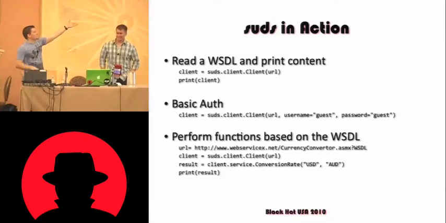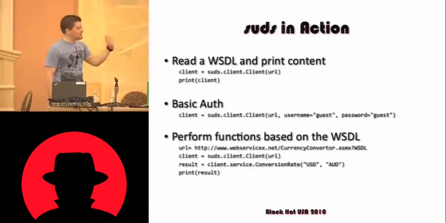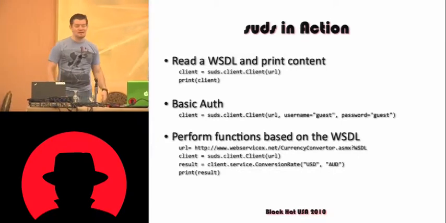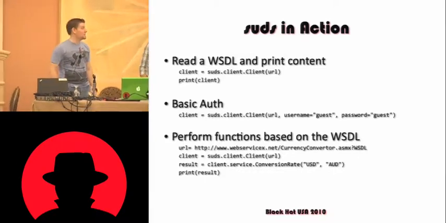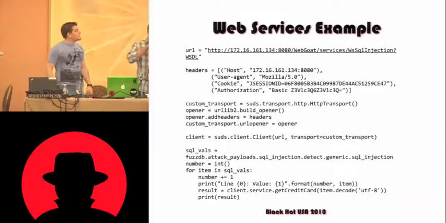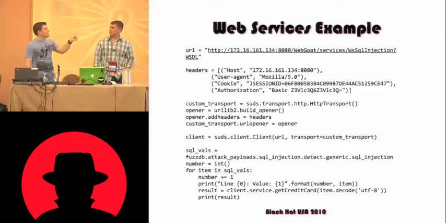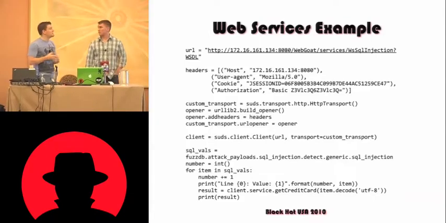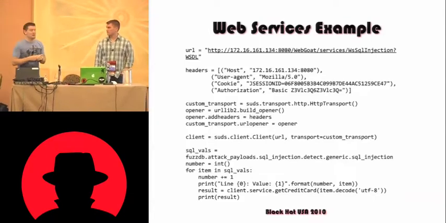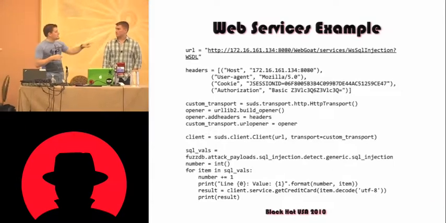To read and print the content from a WSDL is easy. It's two lines of code. And to perform functions based on the WSDL, that goes out and converts some currency. So let's do something a little more realistic. Here, we pointed it to a WSDL that we wanted to test. We created our custom transport because we want to handle everything out of the request. So we decided to set our own user agent, our own cookies, and our own basic auth token from a previous request. We installed the opener, and then we started to send our values.